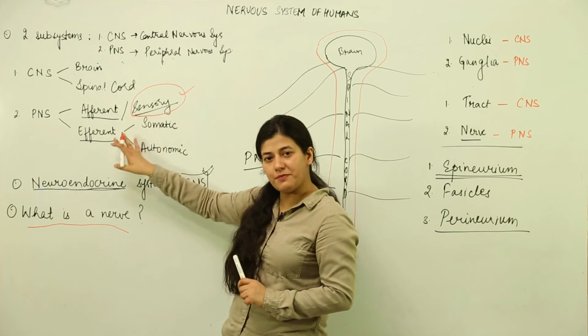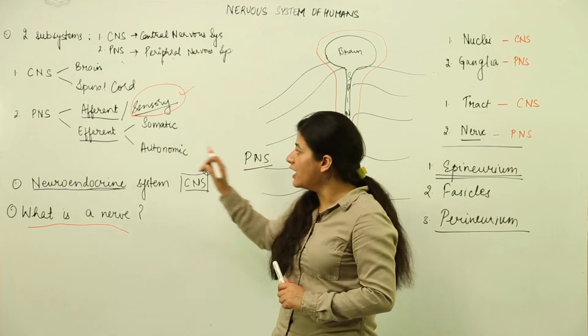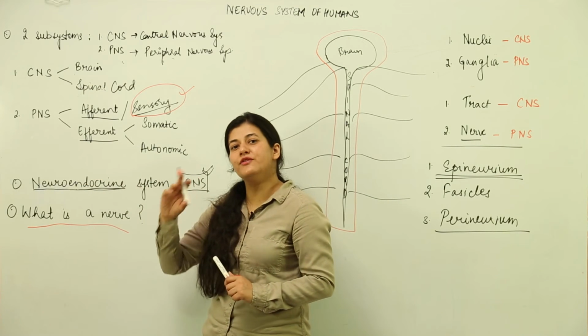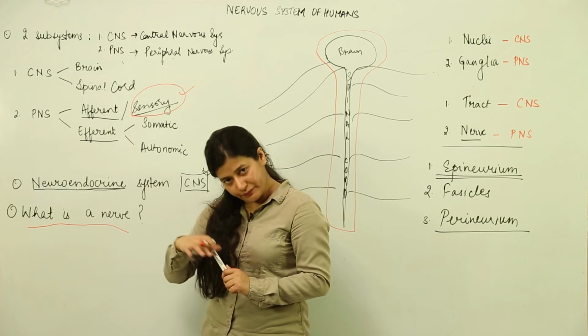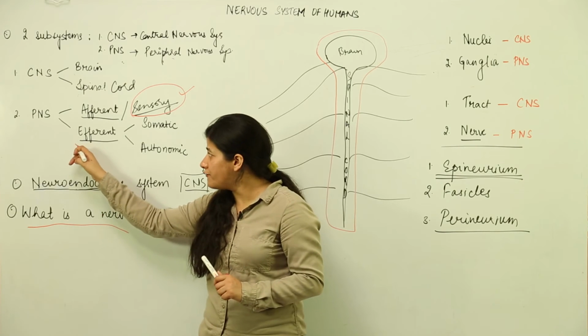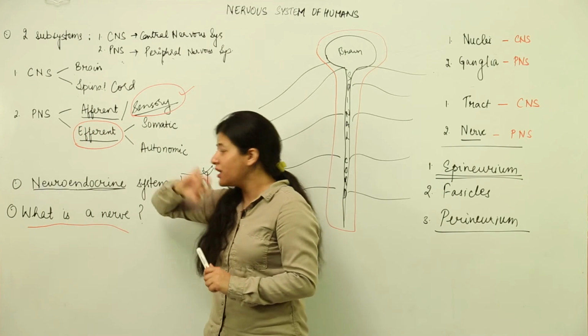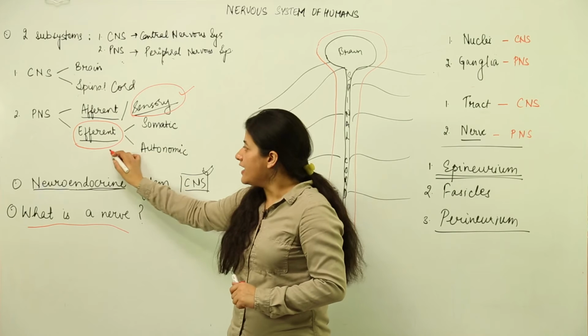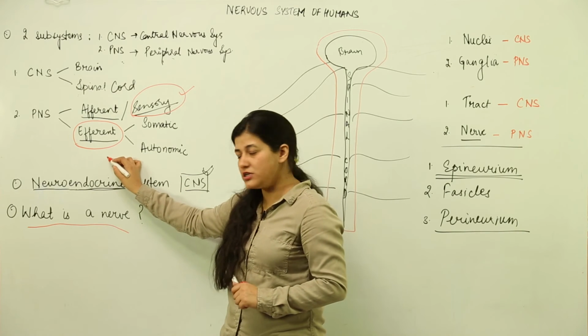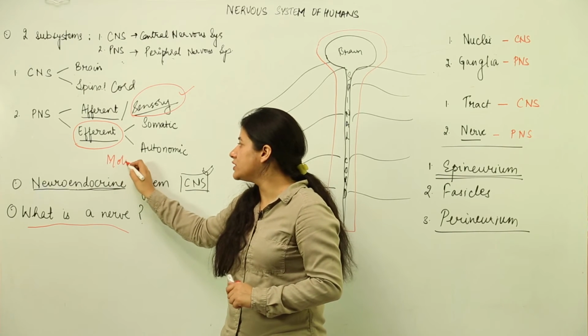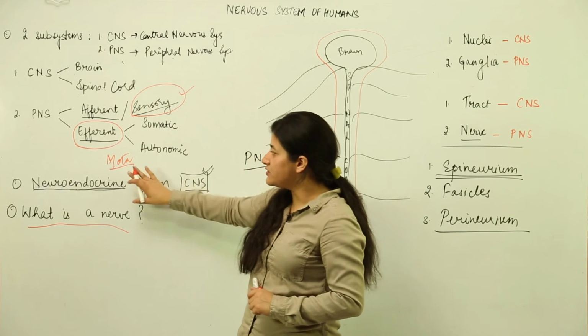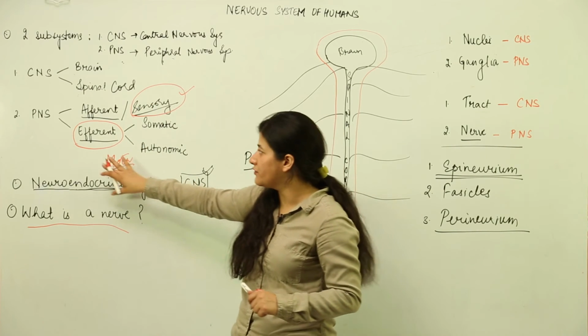These afferent neurons bring it to the central processing area where it is processed, and information is sent to the target organ in the form of a response by efferent neurons or efferent nerves, which are known as motor nerves. So we have sensory and motor neurons arising out of the peripheral nervous system.